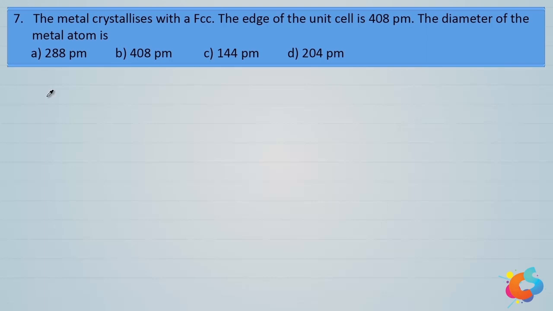The next question is, a metal crystallizes with a FCC. The edge of the unit cell is 408 picometer. The diameter of the metal atom is, the given options are option A 288 picometer, option B 408 picometer, option C 144 picometer, and option D 204 picometer.